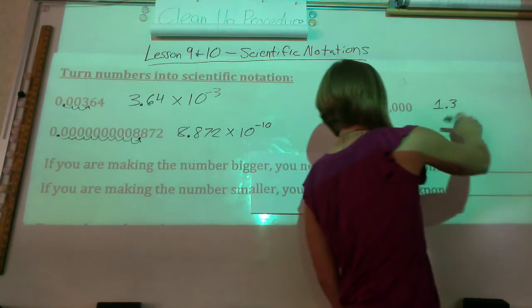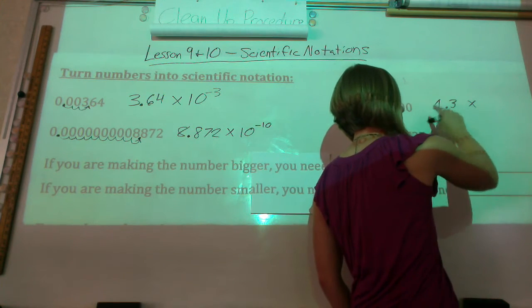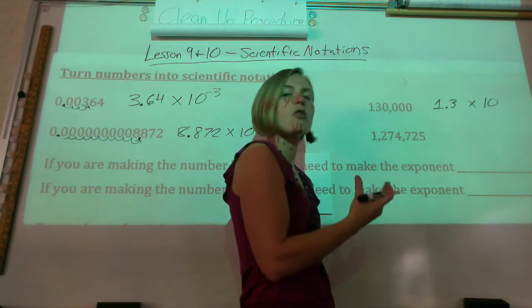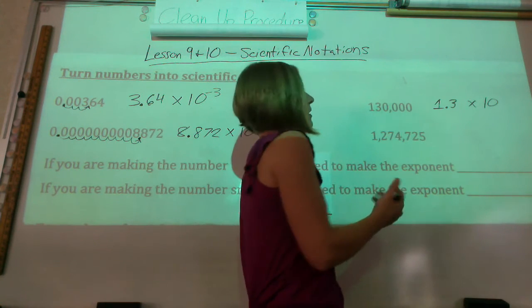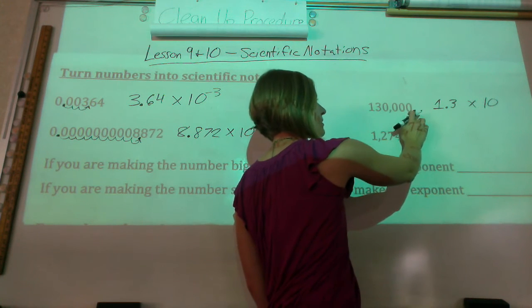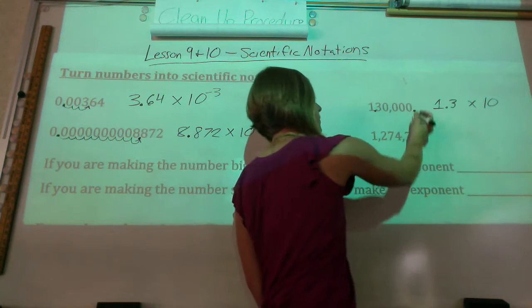So we have 1.3. We have one number to the left of the decimal. We need times some power of 10. So let's find out how much we need to move this decimal. This is a whole number, so all whole numbers have that decimal right at the end, and we need to move it to be right next to the 1. So let's see how much we move it.